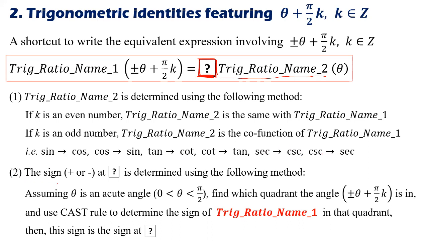And to determine the sign, positive or negative, at this position here, we can use the following method. Assuming theta is an acute angle, which is between 0 and half pi, find which quadrant the angle positive or negative theta plus half pi times k is in. And then you can use the CAST rule to determine the sign of trigonometric ratio 1 in that quadrant. Then use this sign as the sign in this position here. Okay.